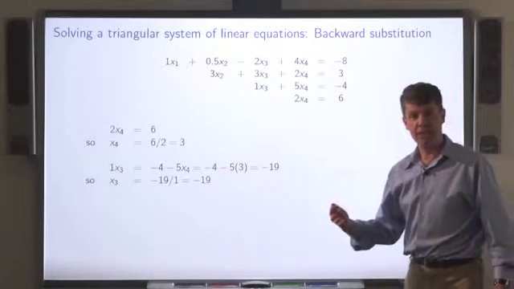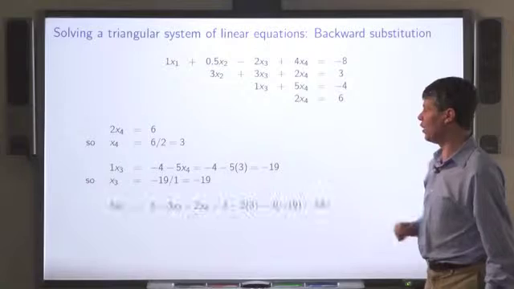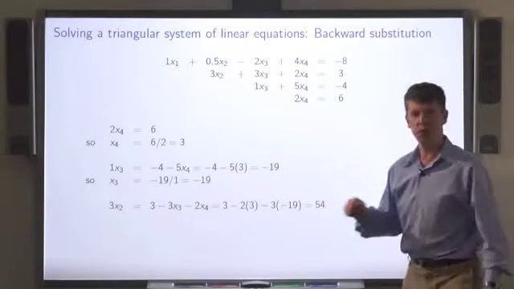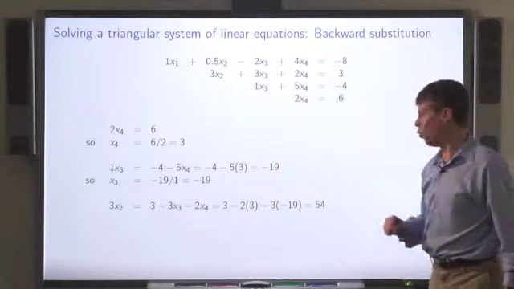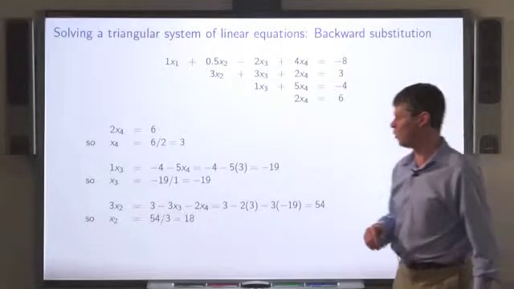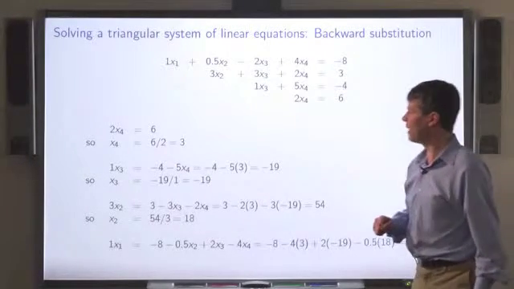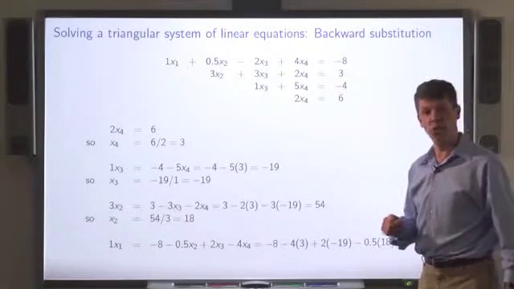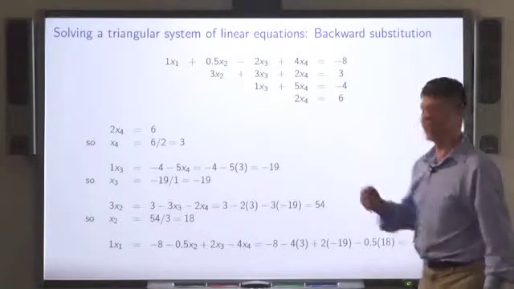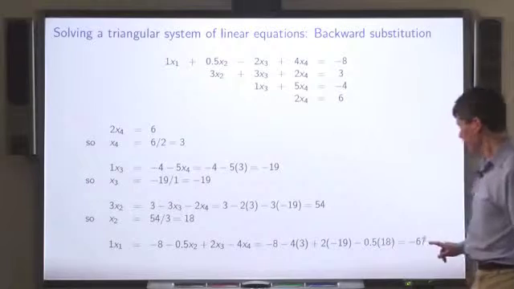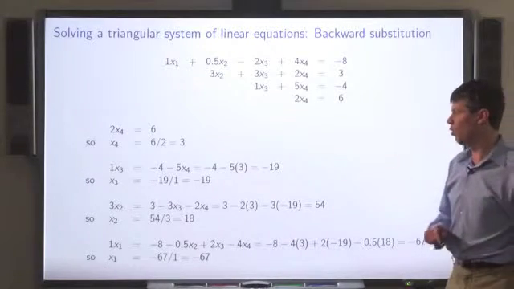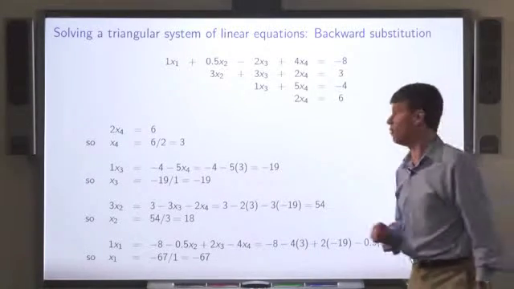We plug x3 and x4 into the second equation. We find out that 3x2 equals 54, so x2 equals 54 over 3, which is 18. And finally, we plug x2, x3, and x4 into the first equation. We find out that 1x1 equals minus 67. So we've solved for all the variables.